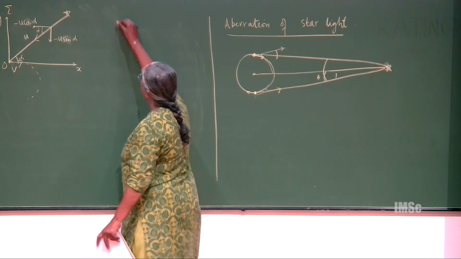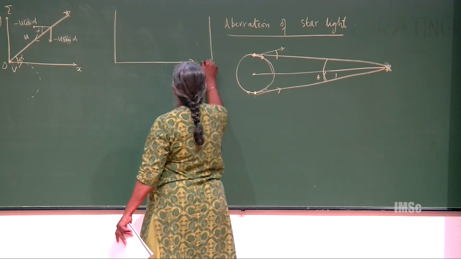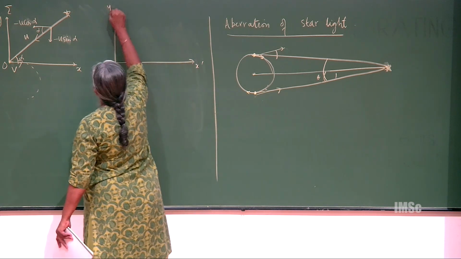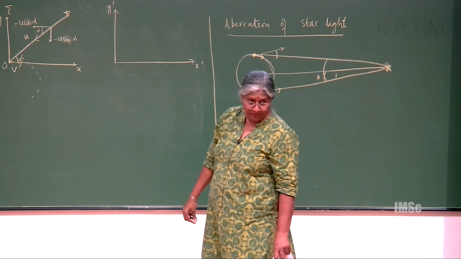And then this is in sigma. What happens in sigma prime? I have to just draw the same thing. What happens in sigma prime? What is at rest and what is moving now?